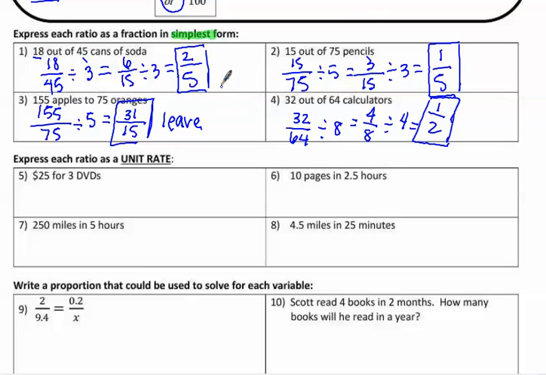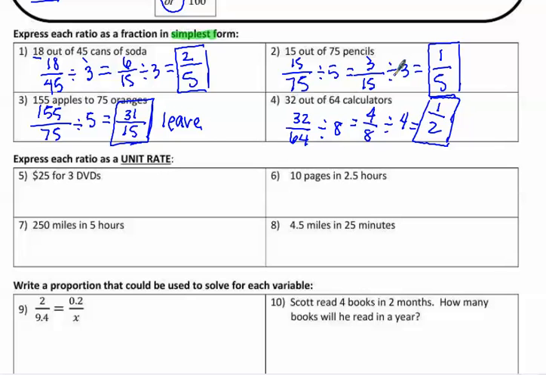Check your answers below. For number 3, you're comparing apples to oranges. Remember, order matters. So the 155 apples must go in the numerator and the oranges goes in the denominator. When you simplify to get 31 over 15, leave it in that form. Number 4, get 32 out of 64. Reduce this to get 1/2.